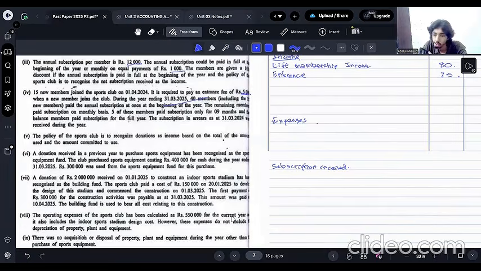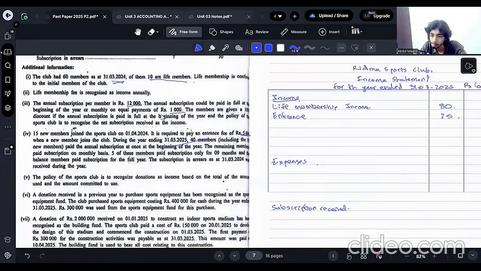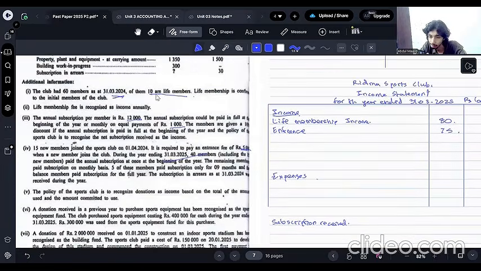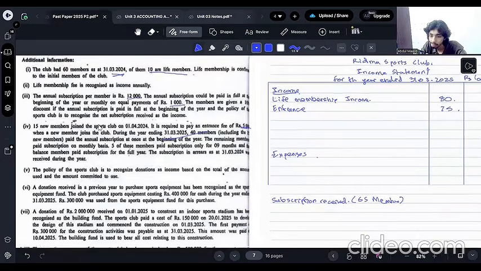Now first of all, how many members do we have? 60 members. Out of that 10 are life members. Then there are 50 ordinary members as at the opening date. Then newly 15 members are joining. Then the ordinary members will be 65 members. Now 15 members join the club and it is required to pay an entrance fee.